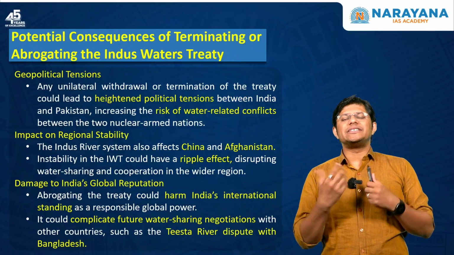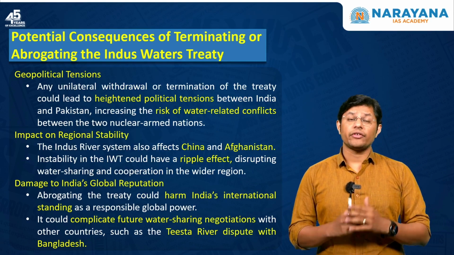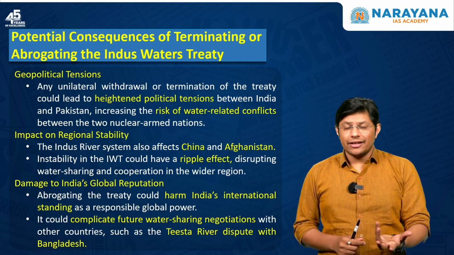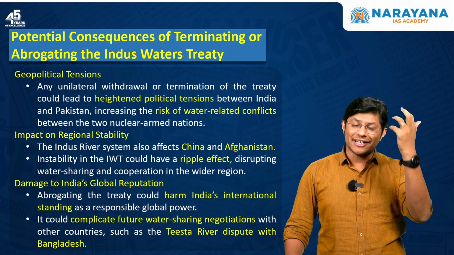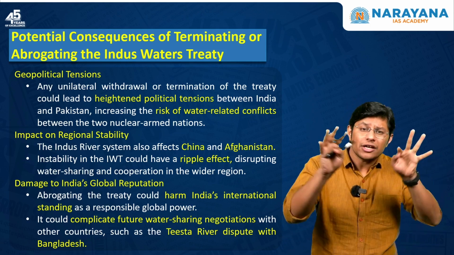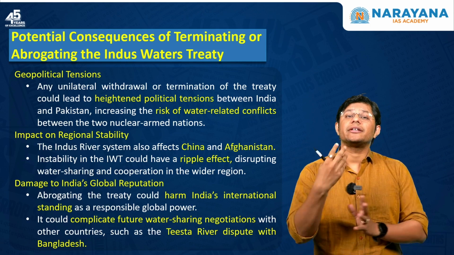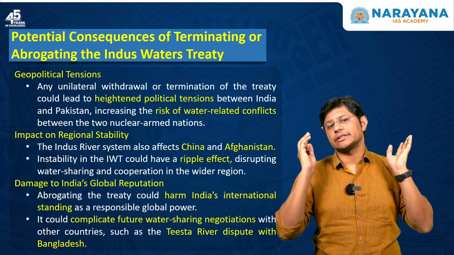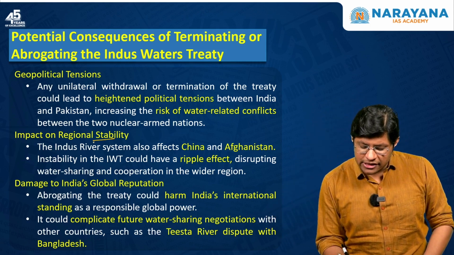Now, what are the consequences of terminating or abrogating the treaty? What if India abrogates the treaty? Now, if India unilaterally withdraws out of the treaty, then that will lead to tensions between India and Pakistan. The relations between both the countries are already strained. So, if India abrogates this treaty, there is a heightened tension between both nuclear power countries, which means the tension might further grow.